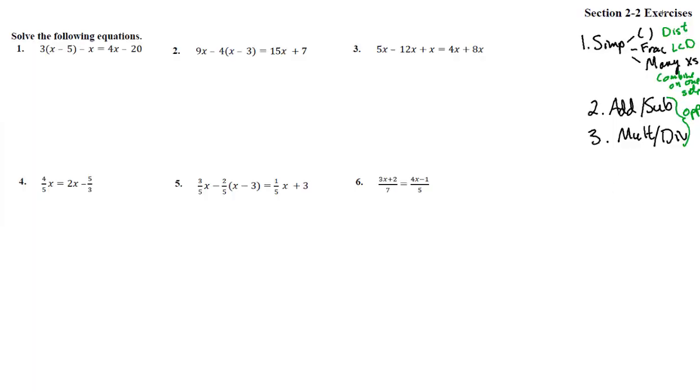Here we are in section 2.2 with numbers 1 through 6. It looks like a review of section 2.1 with solving equations using this three-step process. All right, number 1, simplify.